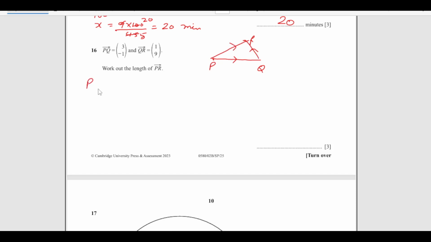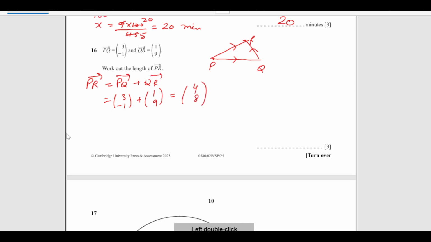So from here PR is going to be PQ plus QR. PQ we are given, it is (3, -1), and QR is (1, 9). So this is 3 plus 1, it will become 4, and -1 plus 9, it is 8. Now we are looking for the magnitude of PR.